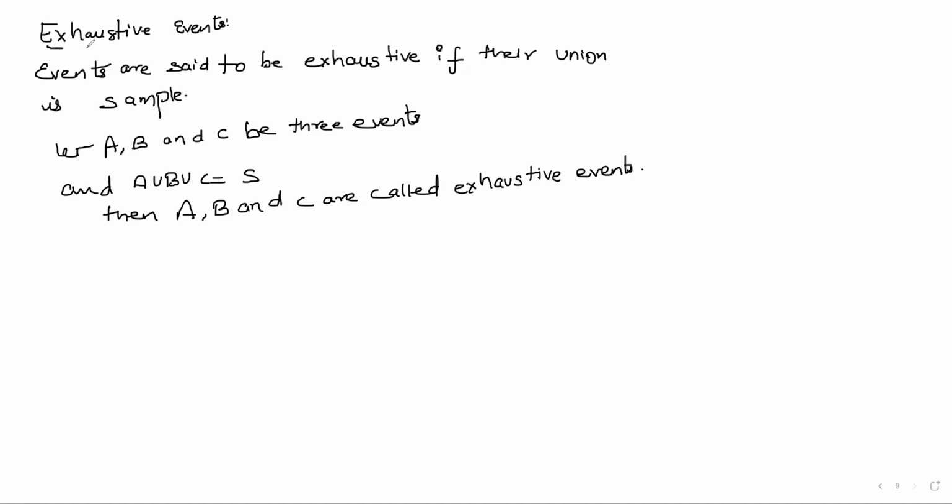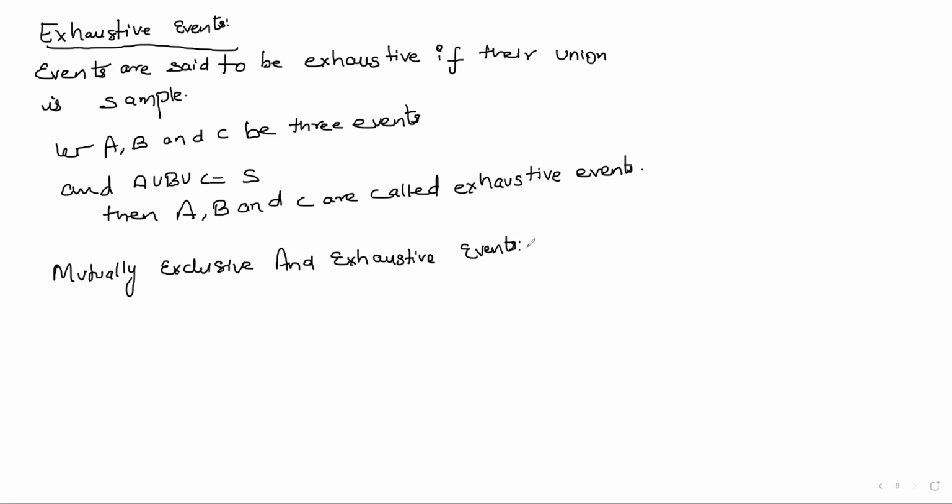Next topic is mutually exclusive and exhaustive events. So what are mutually exclusive and exhaustive events? Events which are both mutually exclusive as well as exhaustive. Mutually exclusive means nothing is common between two, and exhaustive means the union will give the sample space.